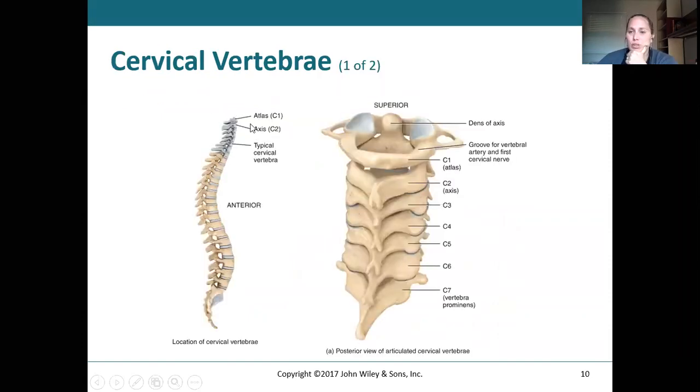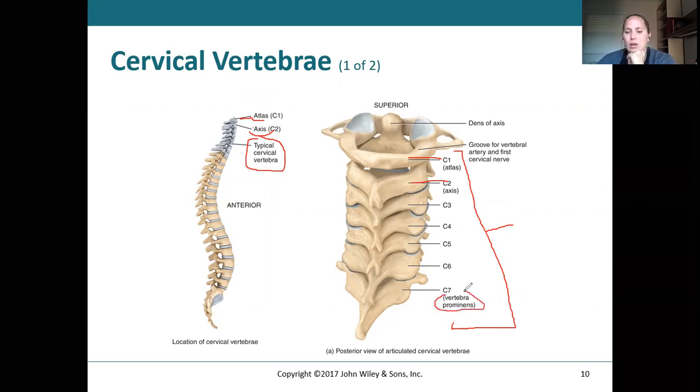So your cervical vertebra. Let's look at those first. Your first one up here, your C1, is actually called the atlas. Your second, your C2, is called the axis. And then you've got a typical cervical vertebra. You can see how they sit upon one another here. Again, the first one is your atlas, the second, C2, is your axis. So you have C1 through C7. If you remember the cervical vertebra, there are 7 of them.